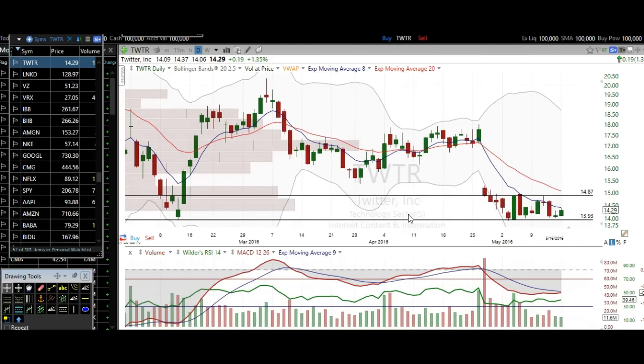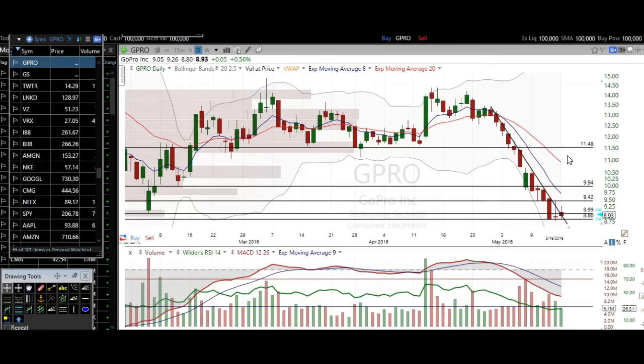Okay. Next, I want to cover Twitter. And Twitter, we've got resistance at 1480 and support at about 1390. Break one of those levels to either side, and we're going to move, and it'll be a break outside of this box. In the meantime, we can short these highs, get long at these lows until it stops working.